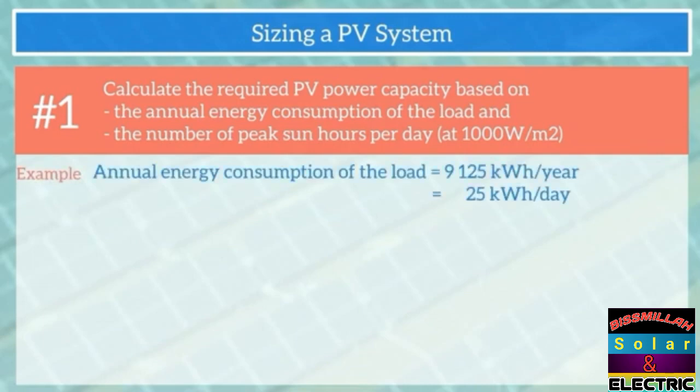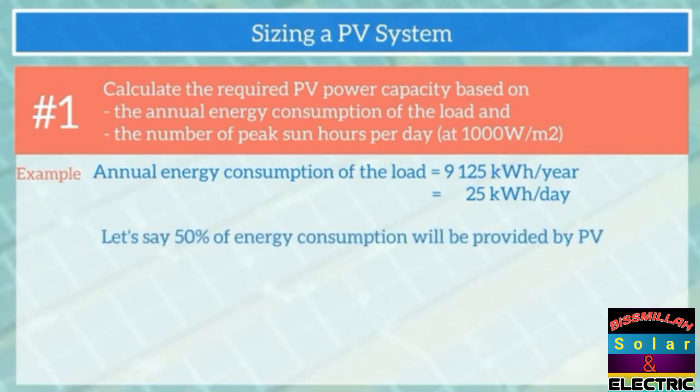Let's say the annual energy consumption of the load is 9,125 kilowatt hours per year. This gives us an average daily consumption of 25 kilowatt hours per day. Let's say 50% of energy consumption will be provided by PV. So the PV system energy output will equal 12.5 kilowatt hours per day.